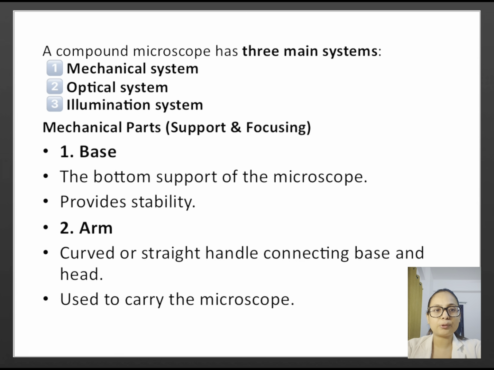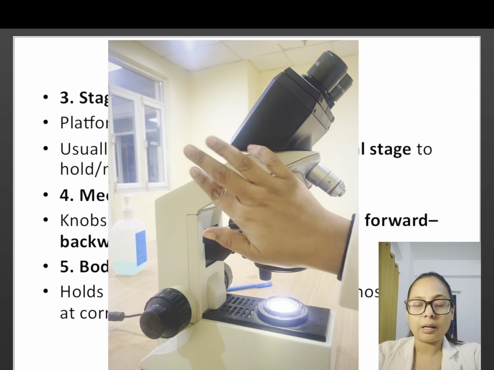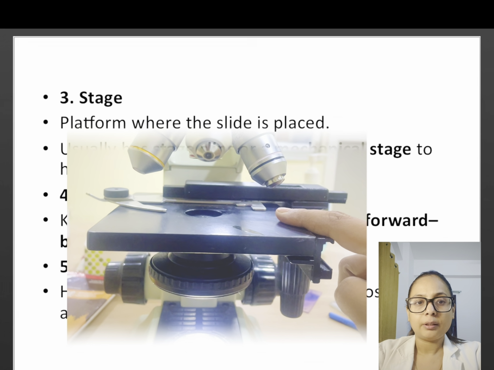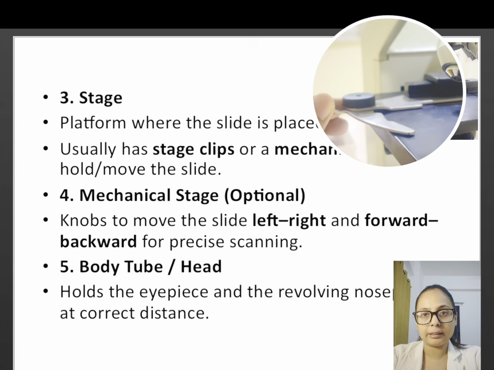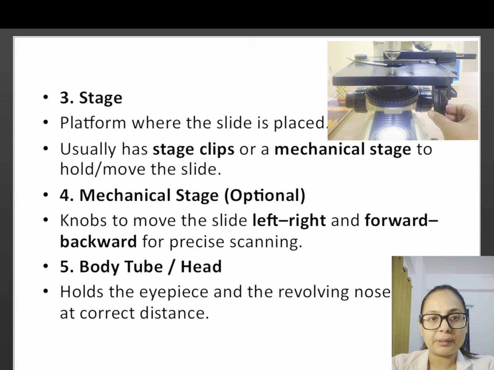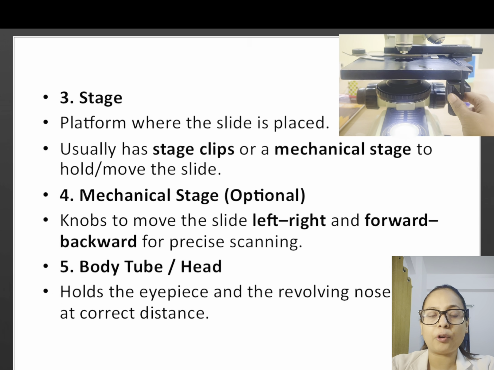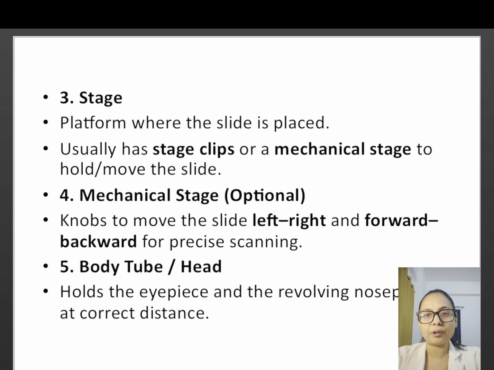The mechanical system of a microscope is composed of the parts which give support to the microscope and help in focusing the slide, such as the base, which supports the microscope, the arm which connects the base to the upper part and is used while carrying it, and the stage where the slide is placed. The stage can also contain a clip to help fix the slide. If a mechanical stage is present as shown here, the knobs are also there which allow left and right movement, forward and backward movement, and this helps in systematic examination of the slide, which is very important in pathology.